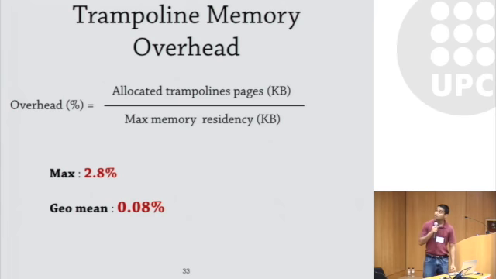And finally, we measured the trampoline memory overhead on several SPEC benchmark applications. The instrumentation task here was to instrument all the function entries and exits and run the benchmarks. And we measured the trampoline overhead as a percentage of the max memory residency of each program. The highlights are that the maximum overhead we observed across the applications was around 2.8%, and the geomean was around 0.08%, which is very reasonably low.